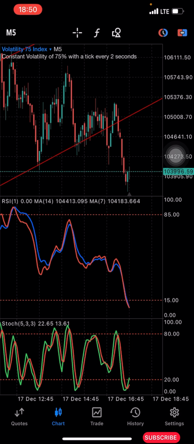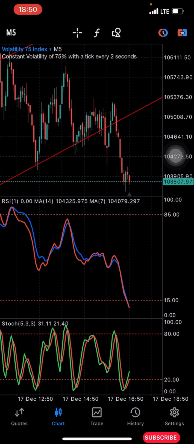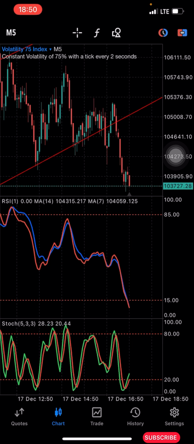Any volatility index at all you can use with this strategy. Now this is how the strategy works. It's a very simple strategy to understand, and it's a strategy that you should be using on the 5 minute time frame for scalping. You don't need to stay long, just get in, get out. Straight in, straight out. You don't need to waste time.